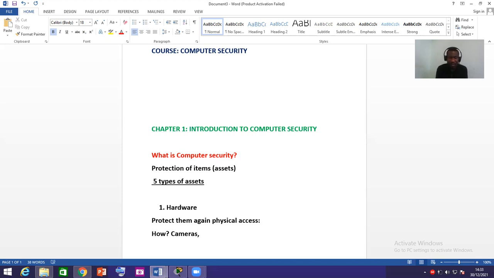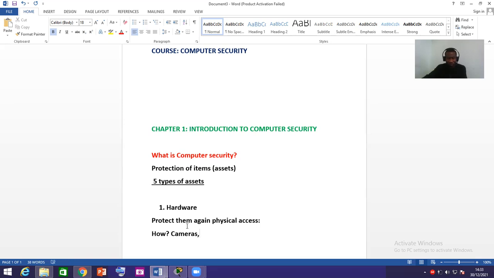Not only cameras, you can have gates, your gate must be protected, and you must also lock your devices. So number one, you need to protect your hardware, like your printers, your wireless devices, modem, your cameras. You need to protect them against physical access.